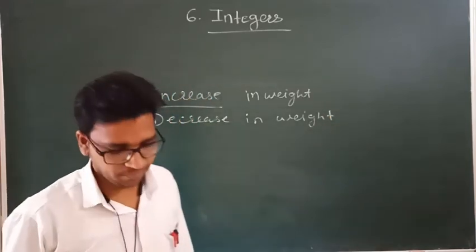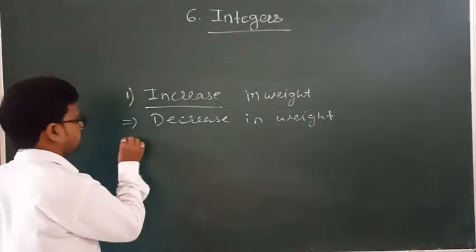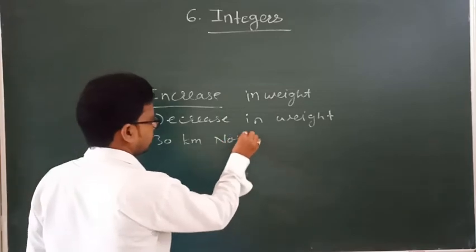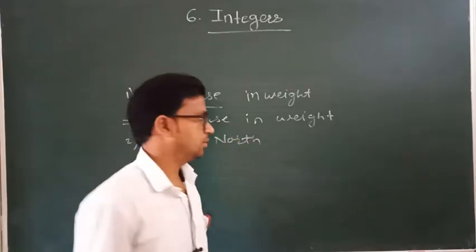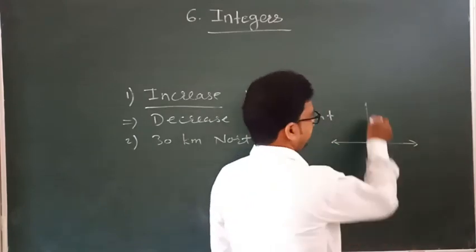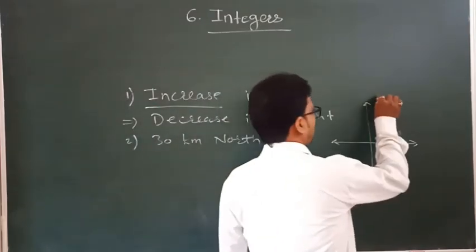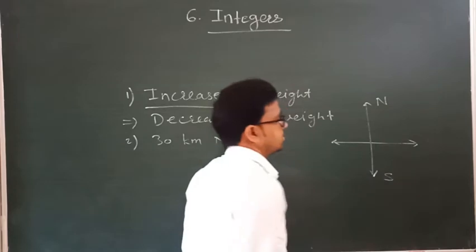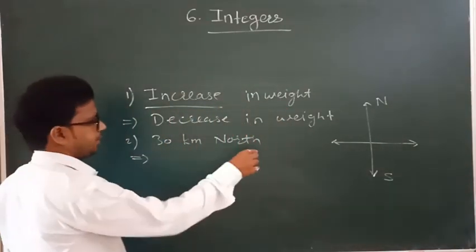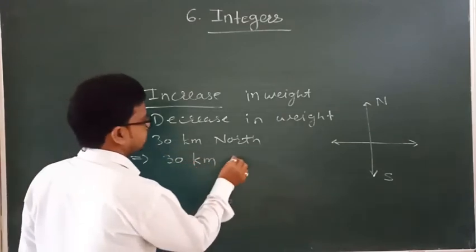Second is 30 kilometer north. What is the opposite direction of north? We already learned directions. Which direction is upward? It is the north, and opposite to north there is south. So for 30 kilometer north, we write 30 kilometer south.